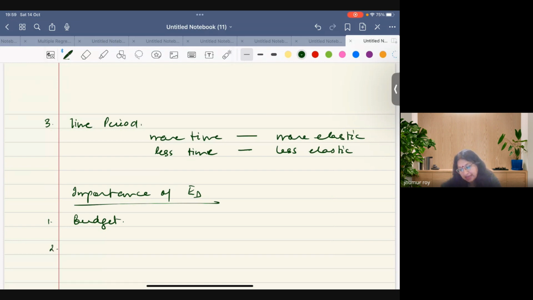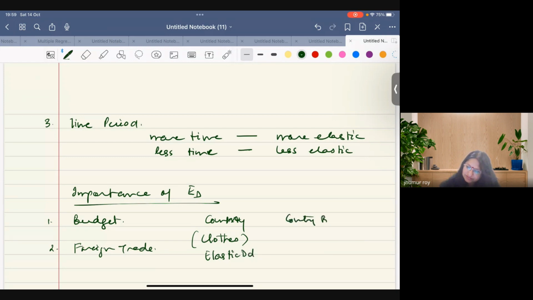Secondly, we say that foreign trade is very much based on this. For example, you have a country A which sells you things which are not clothes. Okay, so here we said the clothes have elastic demand. And there's a country B which sells you war goods. And this has inelastic demand, means you need to buy them.